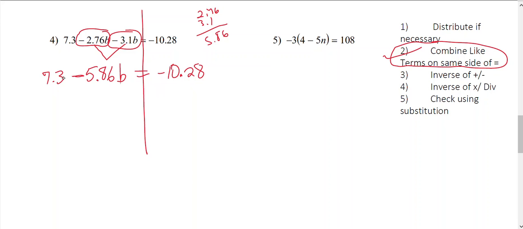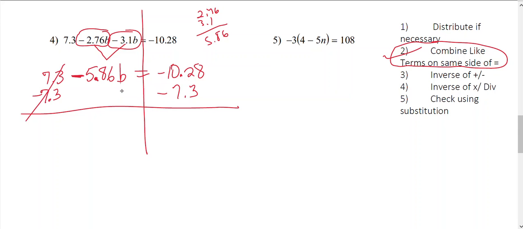Here we have a positive 7.3 as my constant. This minus does not describe the 7.3. This minus describes the 5.86b. So what will cancel a positive 7.3? How do I get to 0 if I have positive 7.3? I subtract 7.3 from both sides. 7.3 minus 7.3 is 0.